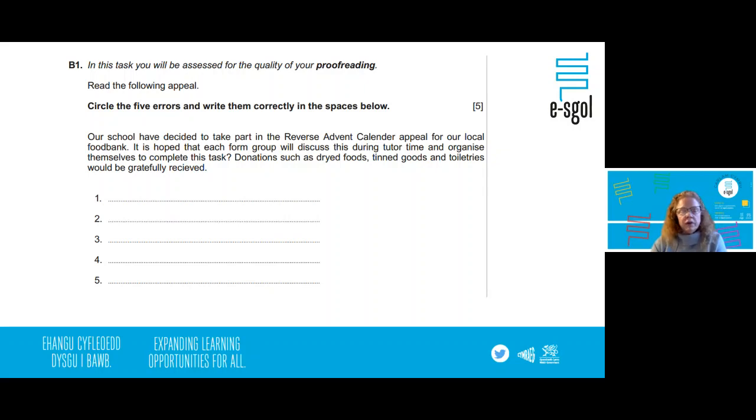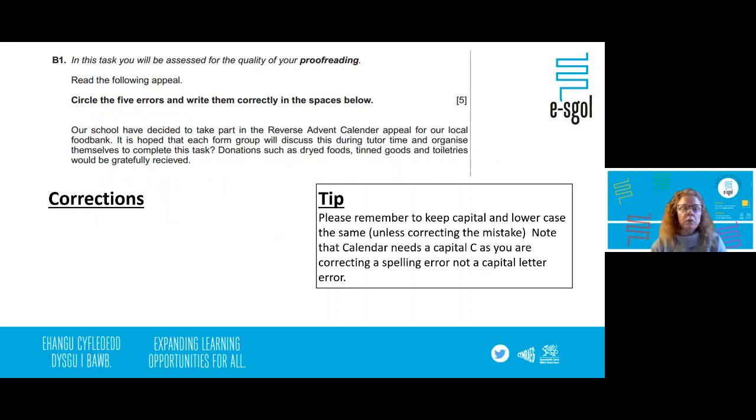Okay, so if you've paused, you're now looking for the answers. So I need 5 again. Our school have decided to take part in the reverse Advent calendar appeal. Reverse Advent calendar appeal is perfectly okay because it's capital letters, it's the title. However, our school have decided should be our school has decided. Calendar is actually spelt wrong, so it needs a capital letter. I've got to keep that capital C when I write it out, but I want the AR instead of the ER. So our school has decided to take part in the reverse Advent calendar appeal for our local food bank.